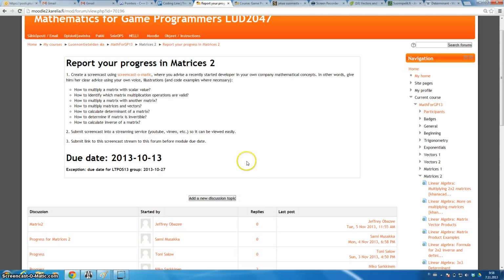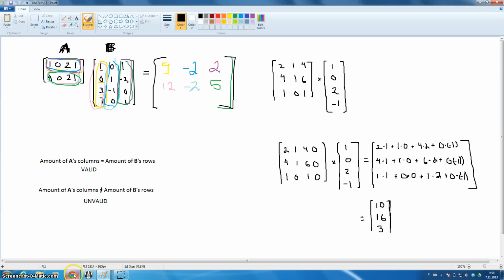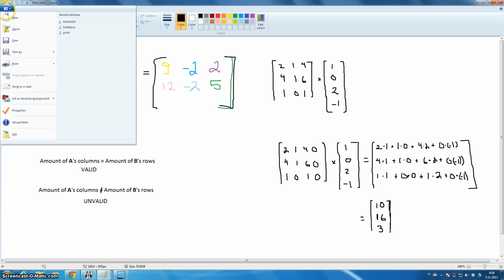Okay, hello. I'm now reporting the progress of Matrices 2, and first, how to multiply matrices with a scalar value. Here I don't have this one yet, so let's make a new one.